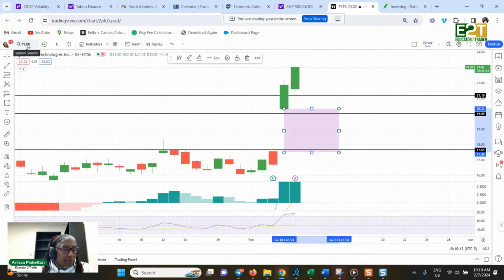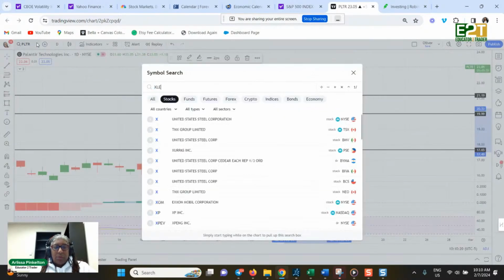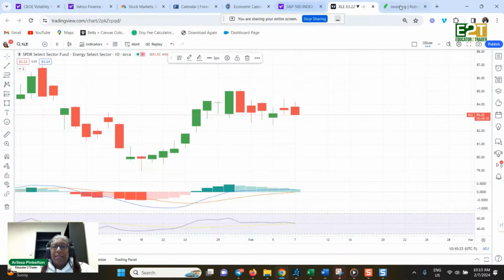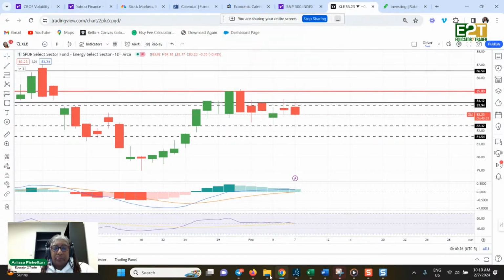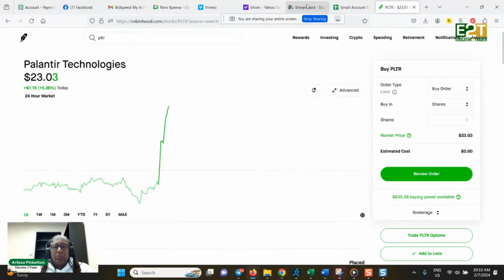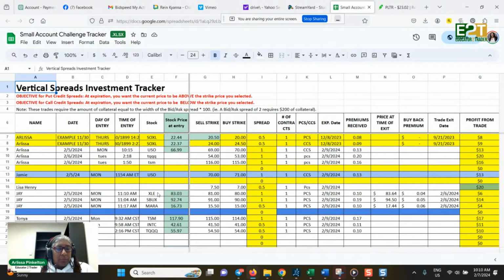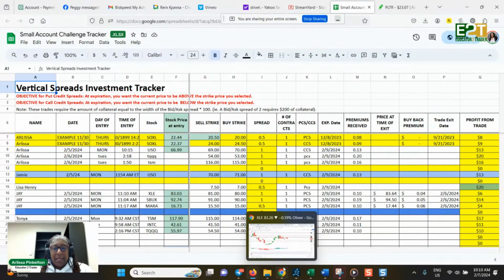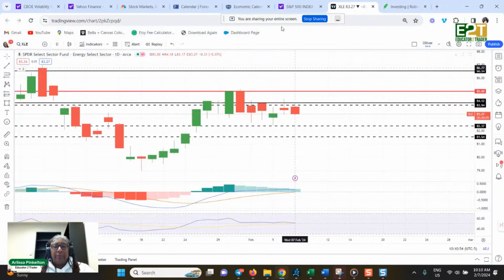What else are we looking at? Somebody told me they did XLE. XLE, Starbucks, Mara. Okay. Mara pays decent little premiums. It's volatile, but it pays good premiums. INTC, that's paying good premiums too. TQQQ. You see INTC and TQQQ.